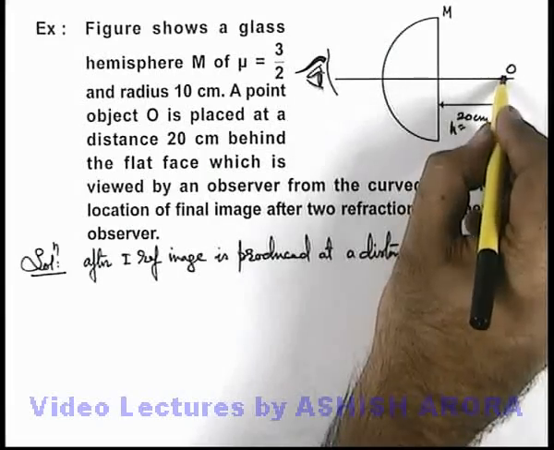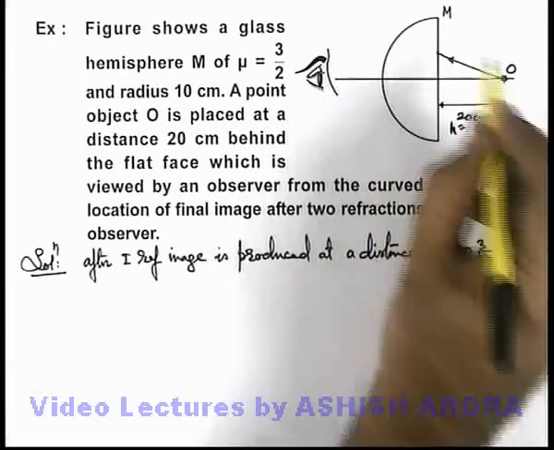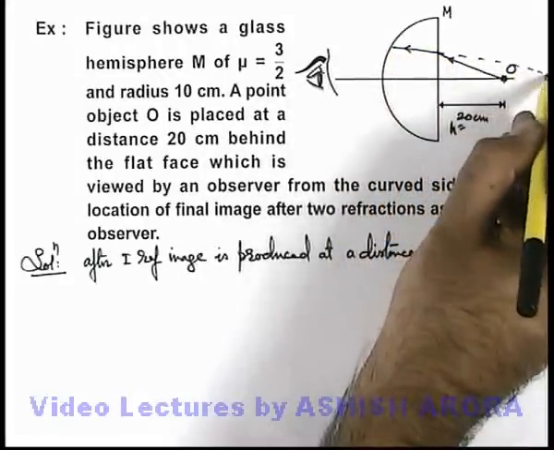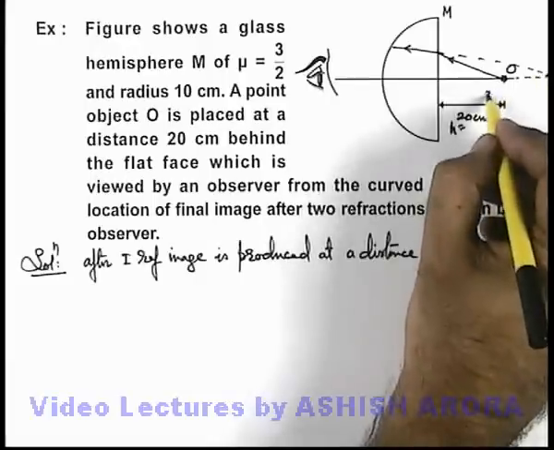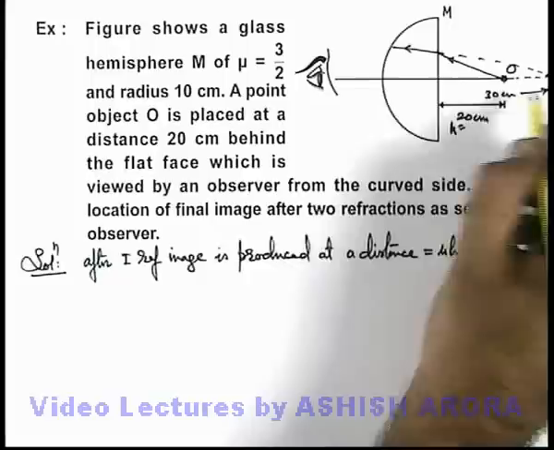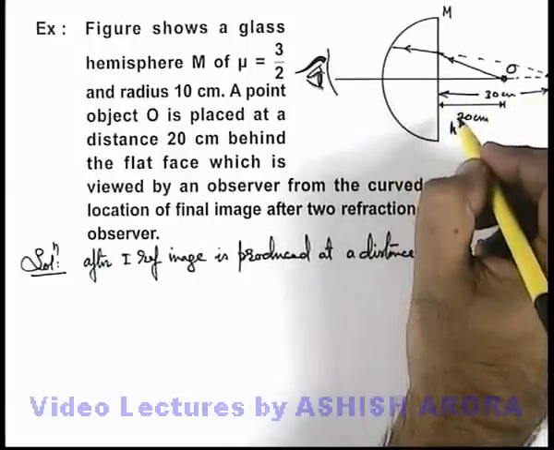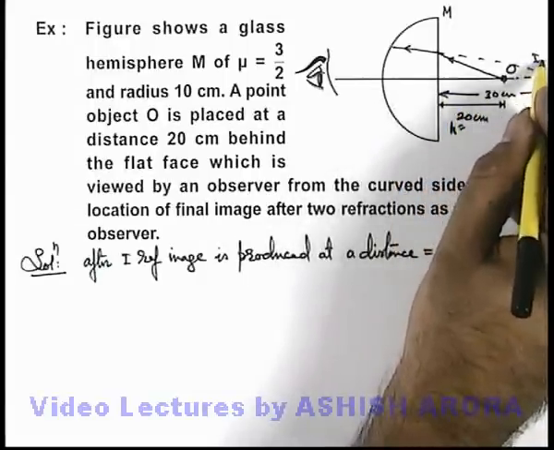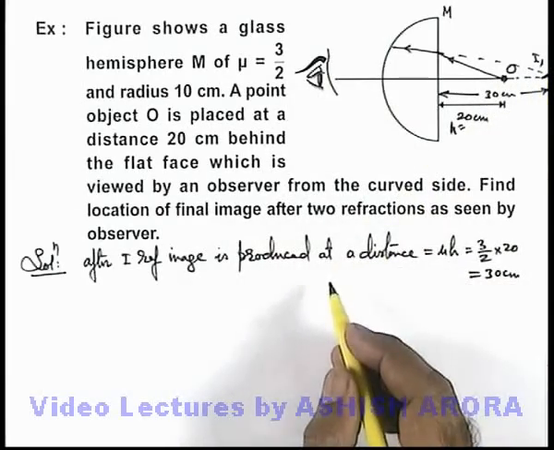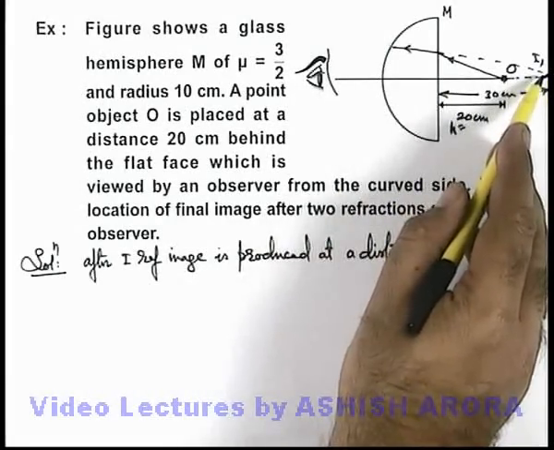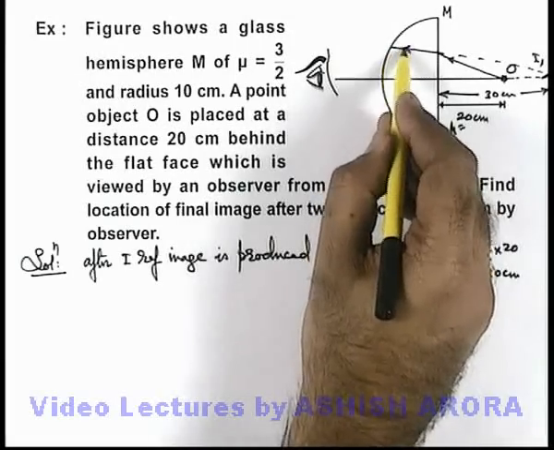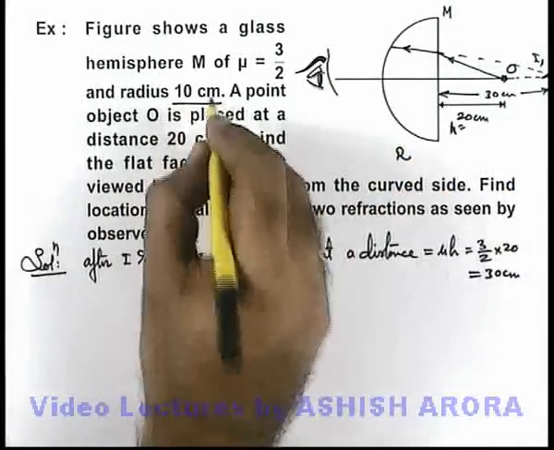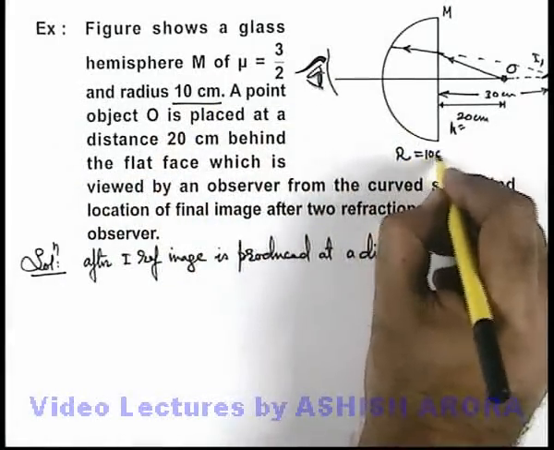That means the light rays which are incident on the flat surface from the object are refracted in such a manner that these appear to be coming from a point which is behind the object at a distance of 30 cm from the flat surface, or we can say this is the position which can be considered as the first image I1. Now this image will act as an object for the spherical surface on which the light will be incident, and we are given that the radius of curvature of this hemisphere is 10 cm.